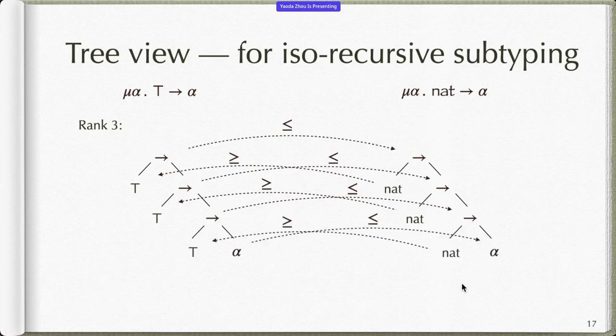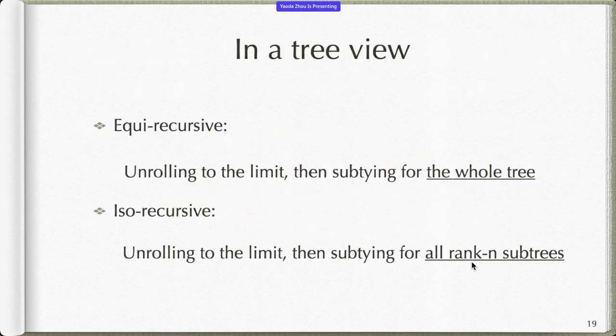And then goes the three-time finite unfolding, and until the infinite-time finite unfolding. So in the tree view, if we say that the Iso-Recursive typing is to unroll the recursive type to the limit, and then subtyping for the whole tree, then Iso-Recursive subtyping is to unroll the recursive types to the limit, and then checking the subtyping relation for all rank n subtrees.